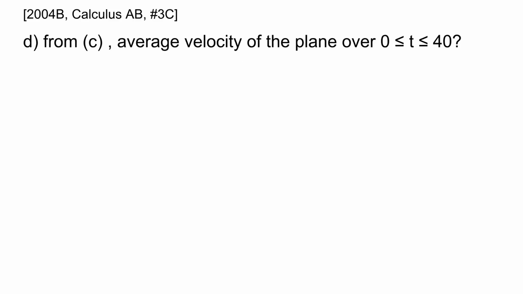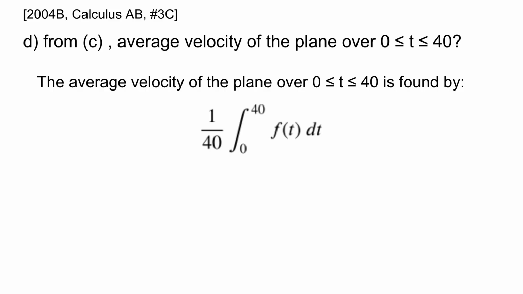In part D of this question, we are asked to use the model from part C and to find the average velocity of the plane over the interval from 0 to 40. The average velocity of the plane over the interval from 0 to 40 is found with the definite integral 1/40th, the integral from 0 to 40 of f of t dt.